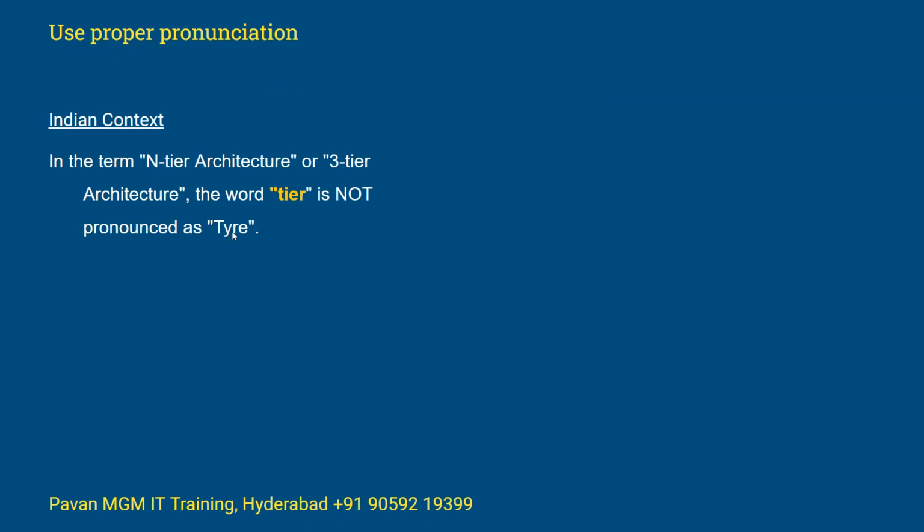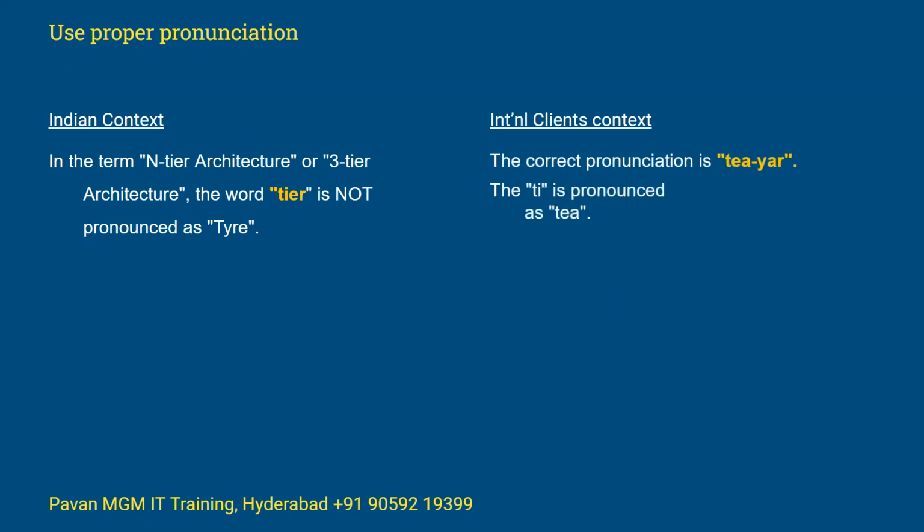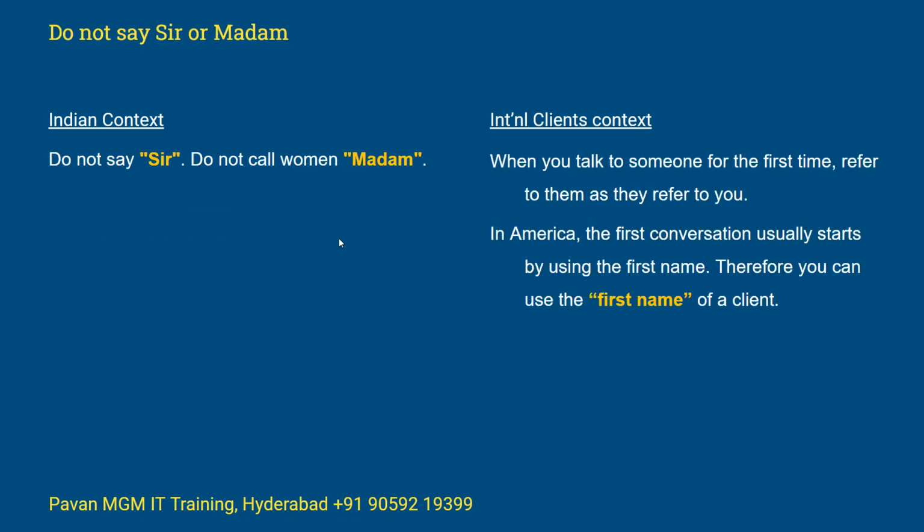The word tier should not be pronounced as tier. So please remember, this particular word should be pronounced as tier and not as tier, right? So the correct pronunciation is tier. Clear. So when you say n-tier architecture or three-tier architecture, you should pronounce it as tier but not as tier, right? I just gave some examples over here and tried to cover them as elaborately as possible.